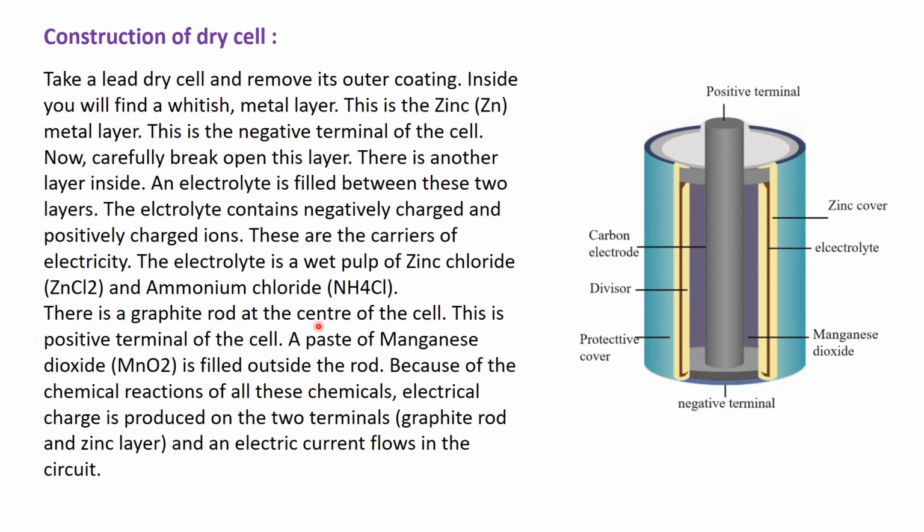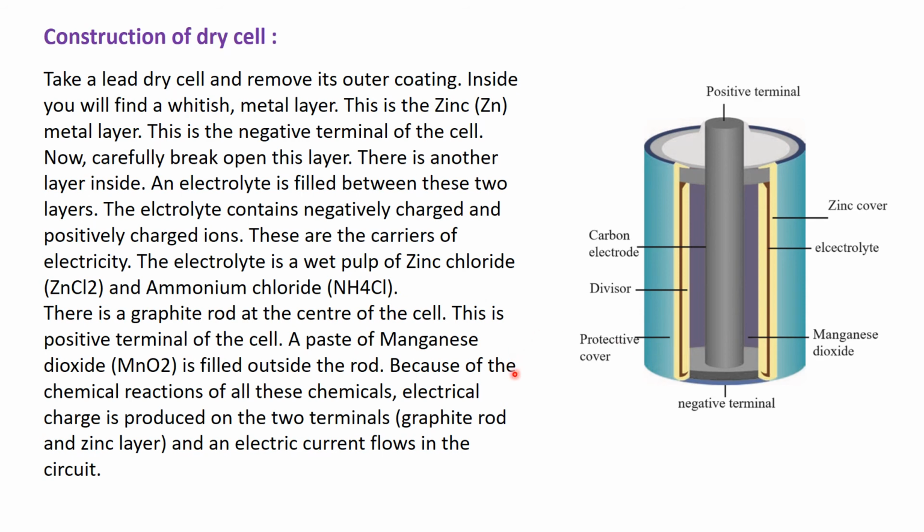There is a graphite rod at the center of the cell. This graphite rod acts as the positive terminal of the cell. A paste of manganese dioxide is filled outside the rod. See, this is the manganese dioxide paste which is filled outside the graphite rod.